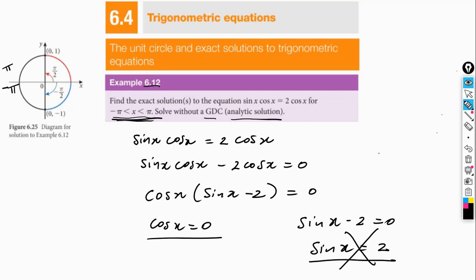So where is cosine of x equal to 0? Cosine of x is equal to 0 at (0, 1), or at pi halves, and also at (0, -1), which is 3 pi halves. But we have to be careful here because 3 pi halves is beyond this domain. Nevertheless, remember that this is also minus pi halves, and minus pi halves would be in this interval. So the solutions to this equation would be x equals minus pi halves and pi halves.